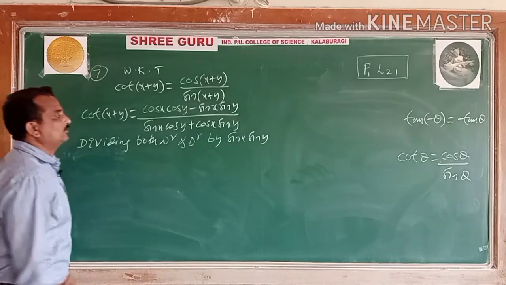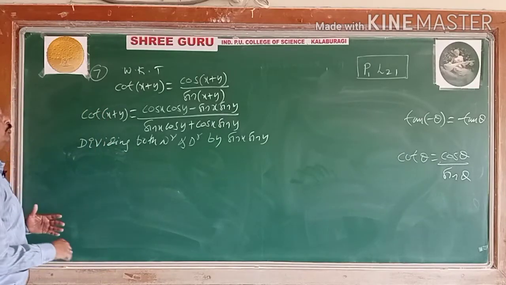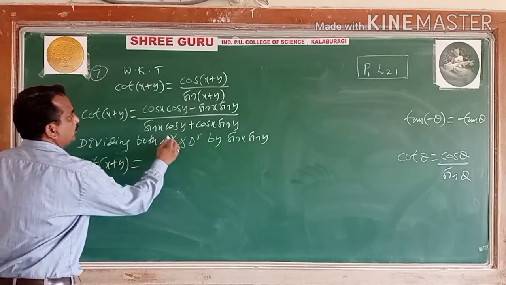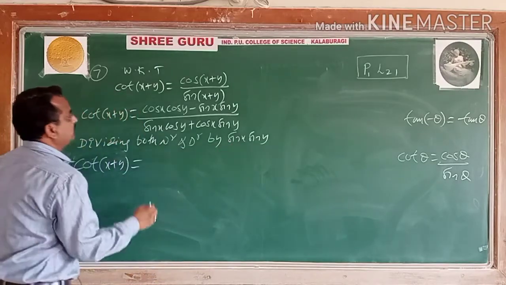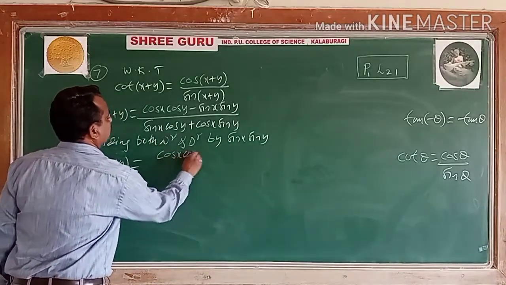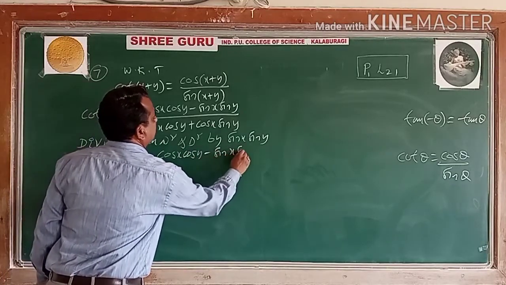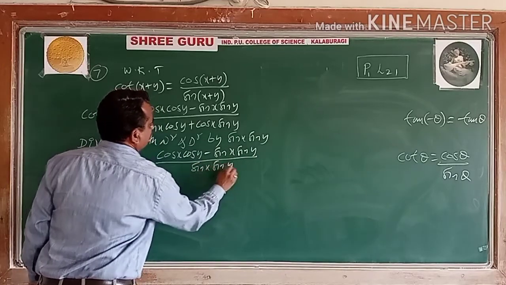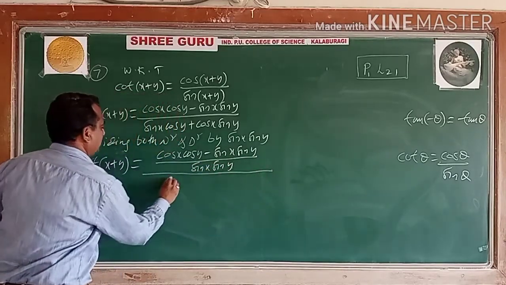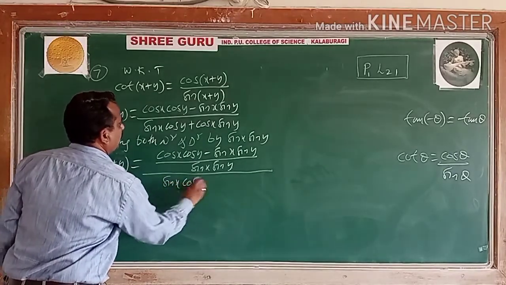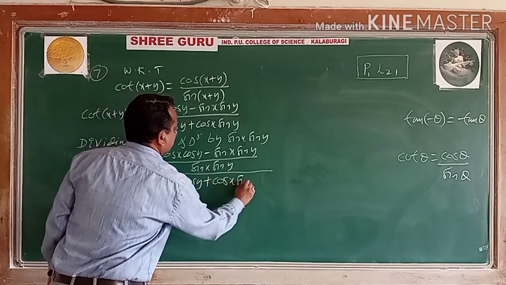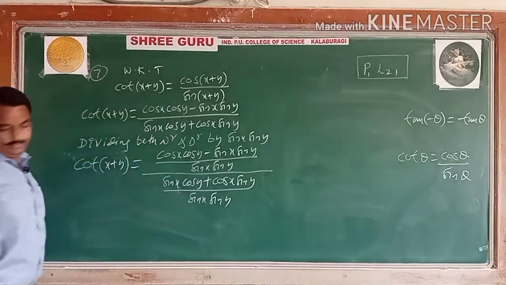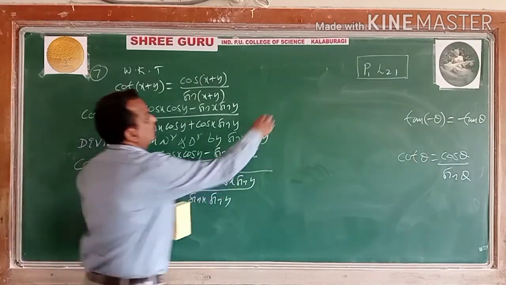Where we have divided by cos x cos y, here sin x sin y. Dividing both numerator and denominator by what? cot(x+y) is equal to, dividing both numerator and denominator by sin x into sin y. That is cos x cos y minus sin x sin y, dividing both numerator and denominator by what? Sin x sin y. In the denominator, sin x cos y plus cos x sin y divided by sin x sin y, both numerator and denominator, dividing both numerator and denominator.